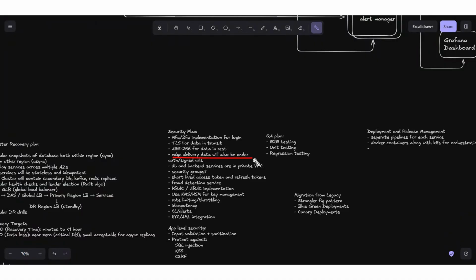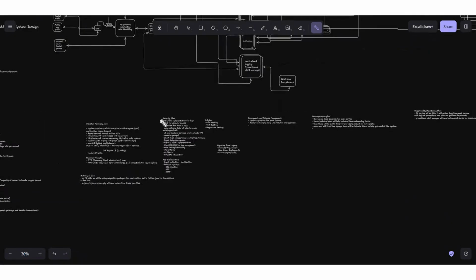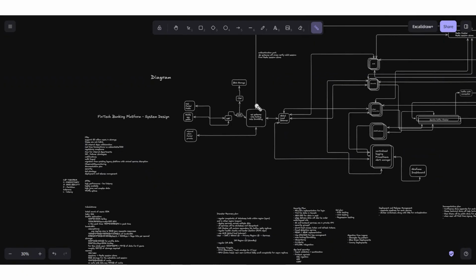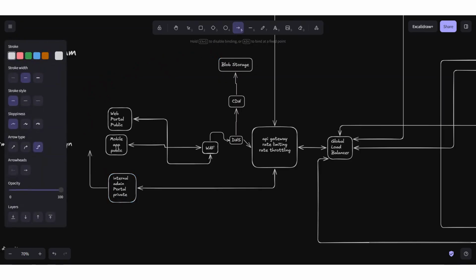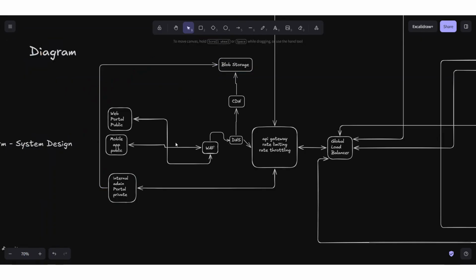And then on the edge delivery, we also need to consider that there will be some static secure content that users can access at the edge delivery level, like the internal admin portal, where stakeholder staff will be pushing some sensitive documents to the blob storage here. And I have not communicated that here properly using any arrow, so I can do that in this way.